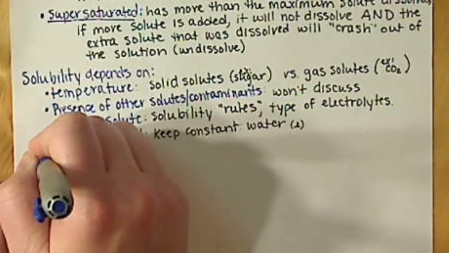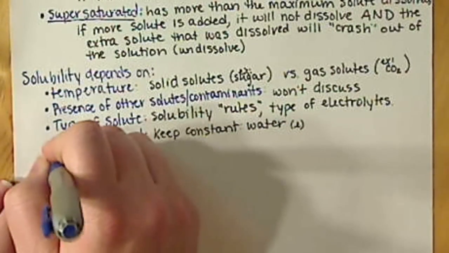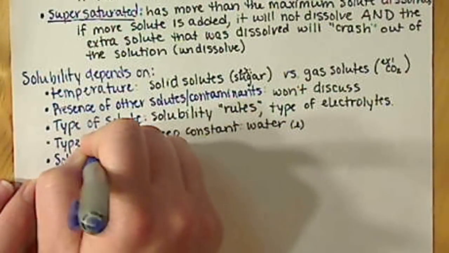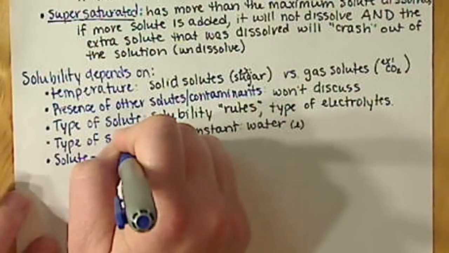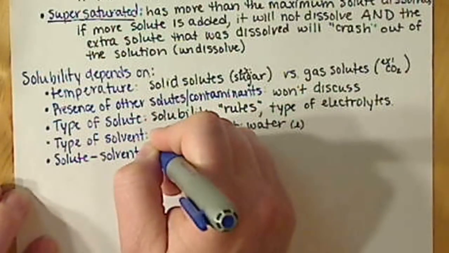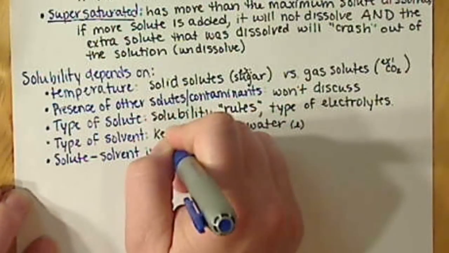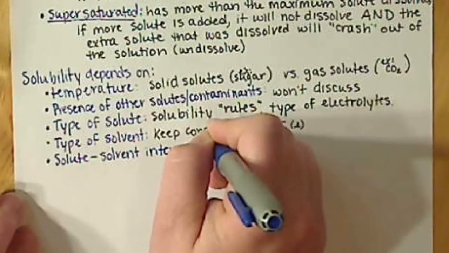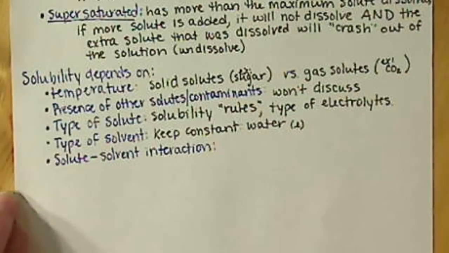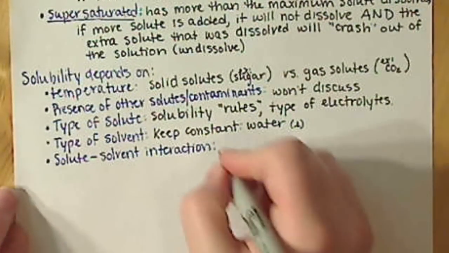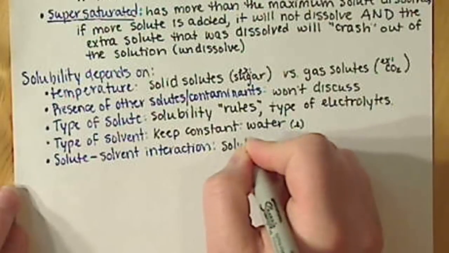And then there's the interaction between the solute and the solvent in our solution. How well do the two or more components get along? Which shouldn't be too much of a stretch. And basically how we're going to address this is by looking at our solubility rules.